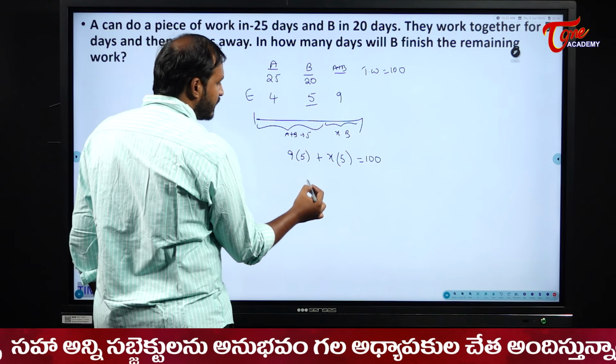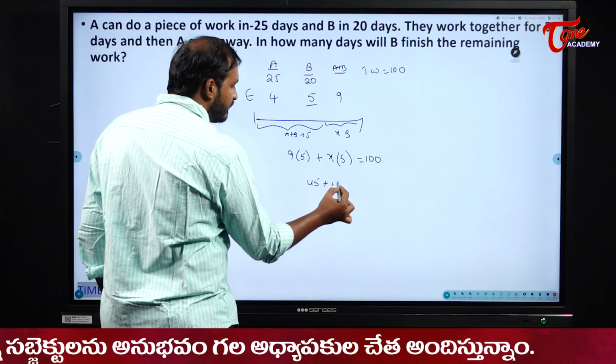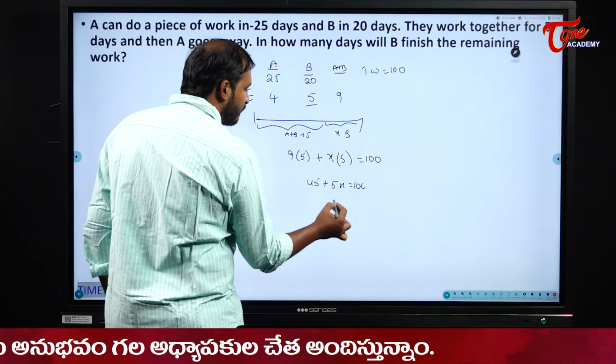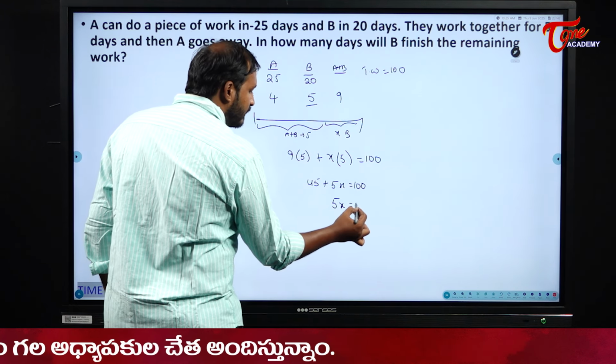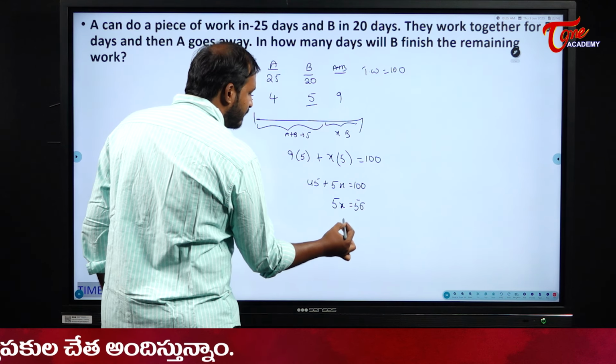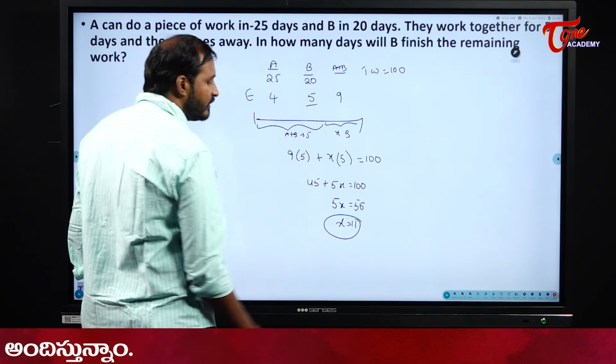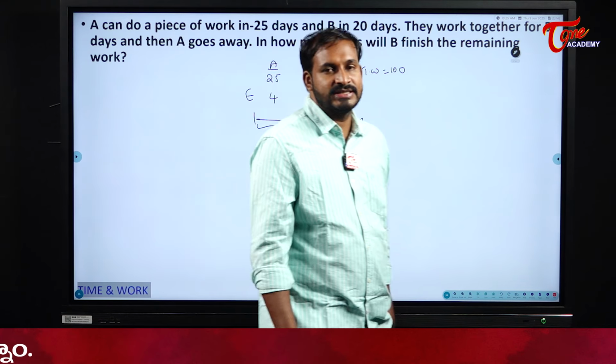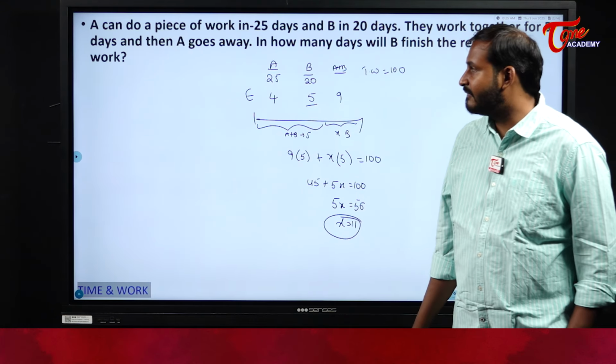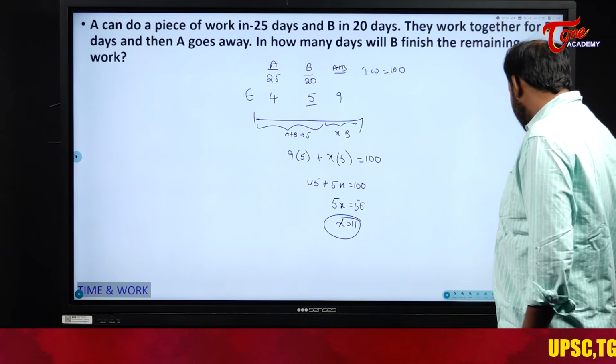Okay. So what it becomes? 45 plus 5x is equal to 100. So 5x value will become what here? 55 and x will become what? 11. That means the remaining work will be done by B in how many days? Just 11 days. Okay. In 11 days B will finish the remaining work.